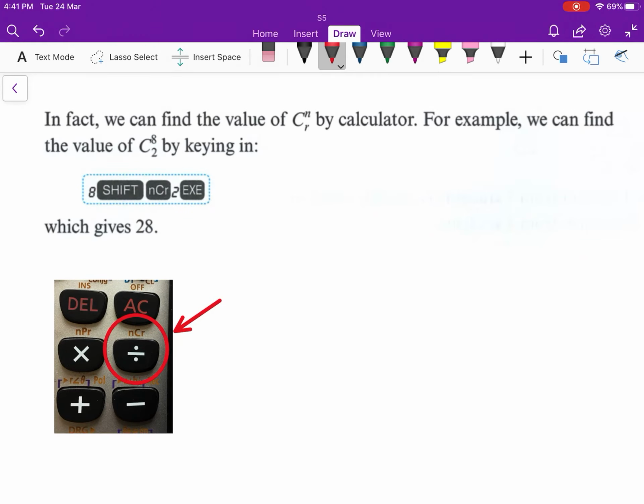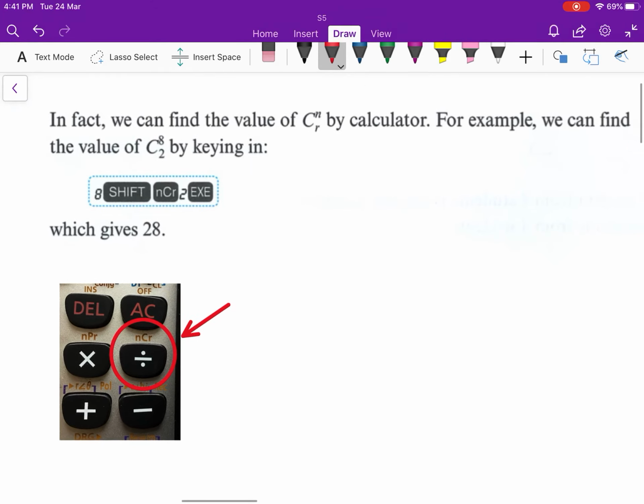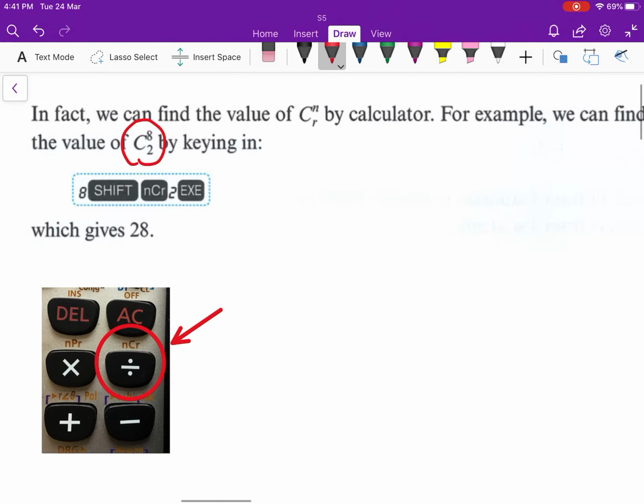So you can see the button on the top of the times button and divided button, you can see the nPr and nCr. If I really want to find out the answer, for example here, if we really want to find out 8C2, how can we do it? I want to tell you that both writing styles are accepted. In your textbook it will look like that, but in your calculator it will look like that. So it depends on your own style.